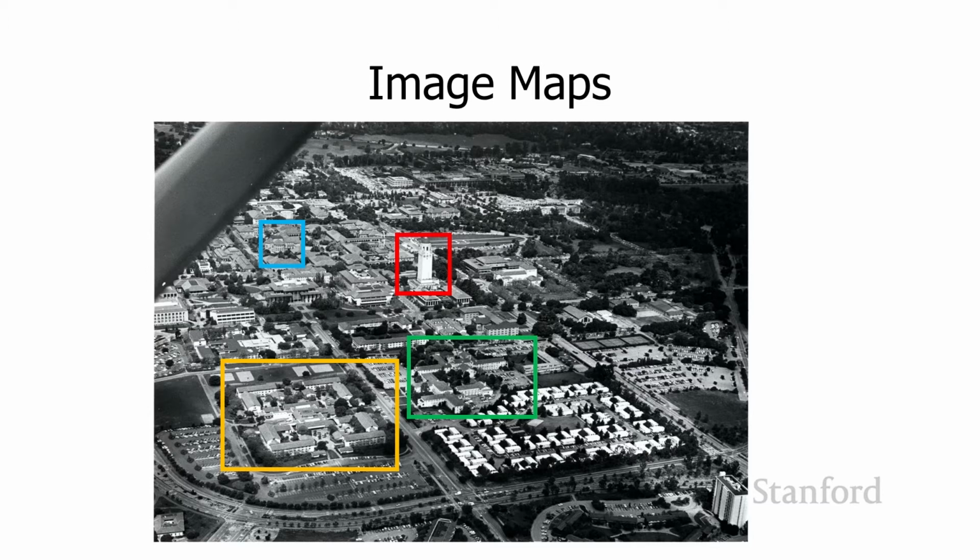So, for example, here's an aerial photograph of Stanford I got from the Stanford archives. And you can see, we might want to have different parts of campus highlighted. And if people clicked on the different parts of campus, we would go to different locations based on the specific part of the photograph they clicked on.